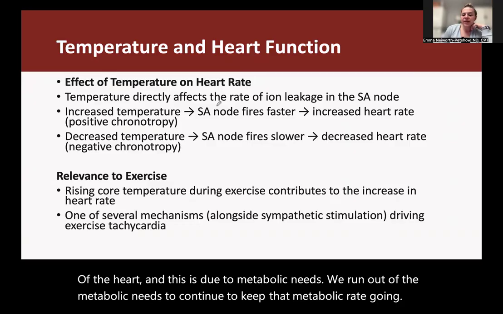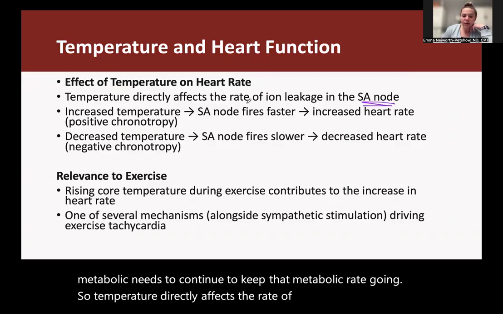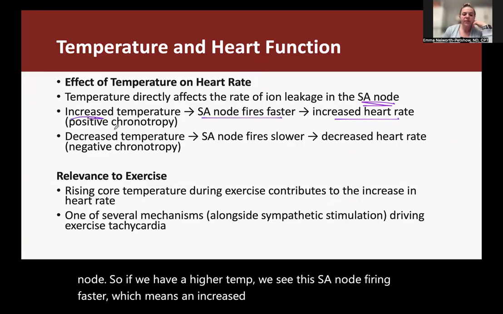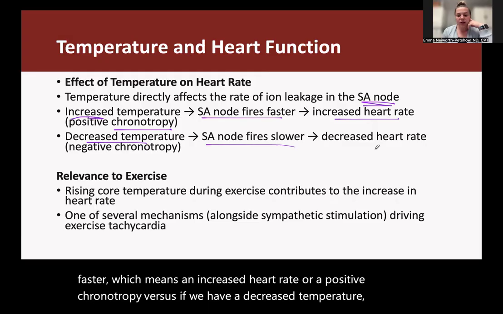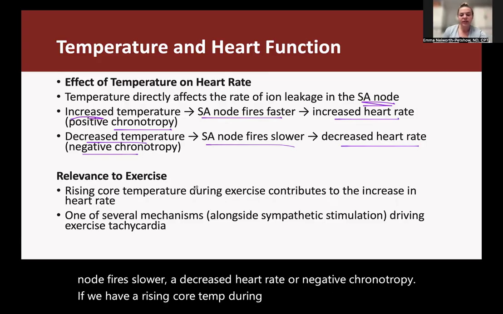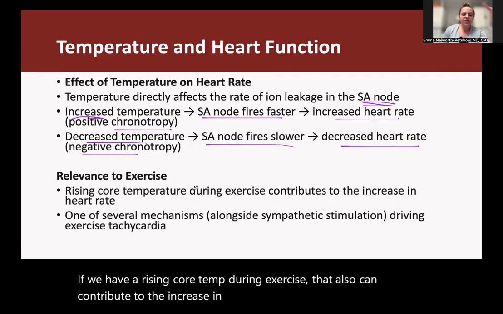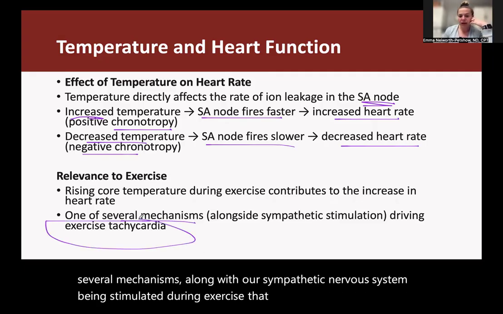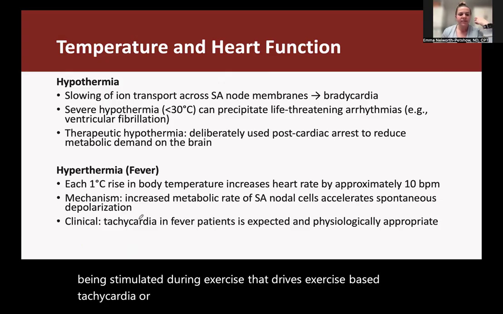So temperature directly affects the rate of ion leakage into the SA node. If we have a higher temp, we see the SA node firing faster, which means an increased heart rate or a positive chronotropy. Versus if we have a decreased temperature, the SA node fires slower, a decreased heart rate or negative chronotropy. If we have a rise in core temp during exercise, that also can contribute to the increase in heart rate. And this is one of several mechanisms, along with our sympathetic nervous system being stimulated during exercise, that drives exercise-based tachycardia or exercise-based fast heart rate.